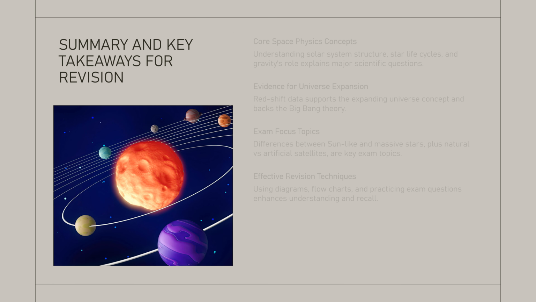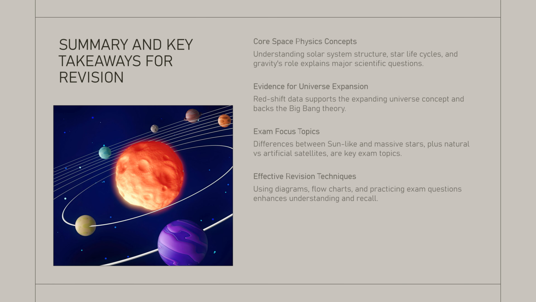To summarize, the solar system contains the Sun, planets, and other objects. Stars go through a life cycle from birth to death. Gravity causes orbital motion of planets and satellites. Satellites can be natural, like moons, or artificial, made by humans. Finally, redshift provides evidence that the universe is expanding.